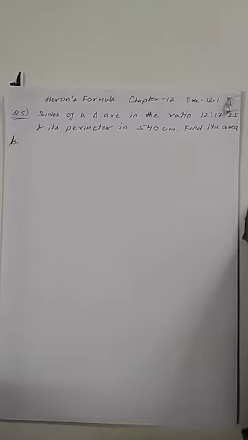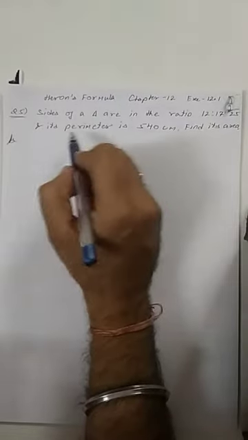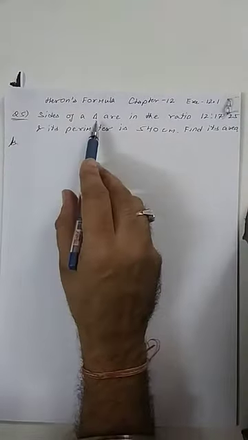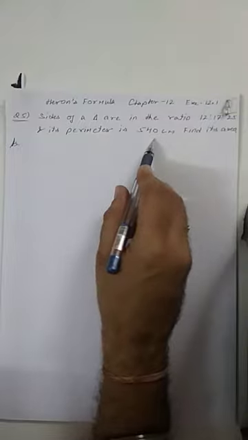Hello students, now we are going to discuss chapter 12 Heron's formula, class 9, exercise 12.1, question 5. Sides of a triangle are in the ratio 12:17:25 and its perimeter is 540. Find its area. I have to find the area using Heron's formula. So we know what is Heron's formula.